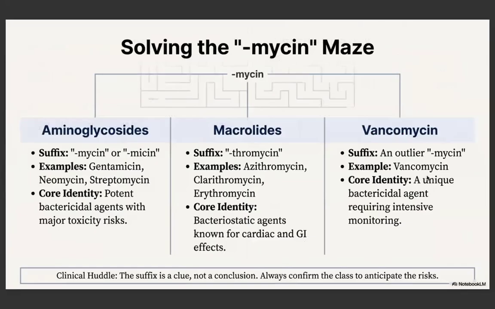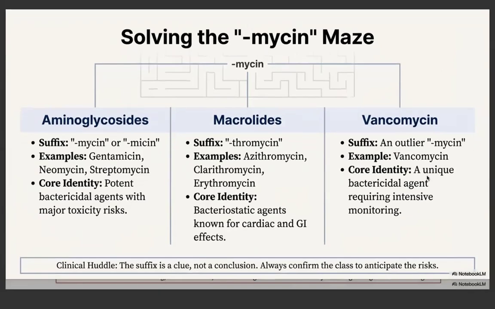So, back to the mycins, right? We have all these different types of mycins. We have the aminoglycosides, the macrolides, and the vancomycins. Again, some of them are bactericidal, some of them are bacteriostatic. Vanc is that one where you're going to have to make sure that you're monitoring for that flushing syndrome.